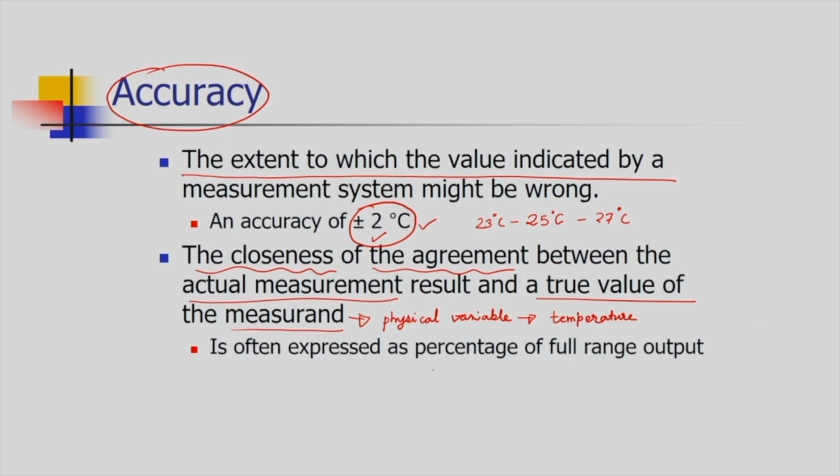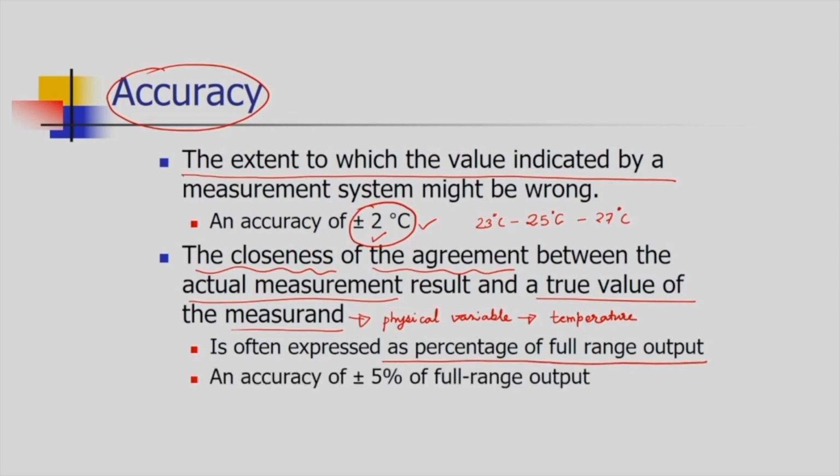Often the accuracies are expressed as a percentage of full range output. So, what is the meaning of that? If I am saying an accuracy of plus or minus 5% of full range output, let us consider an example of a thermocouple which is having a range of 0 degrees Celsius to 200 degrees Celsius. So, its maximum output is 200 degrees Celsius.